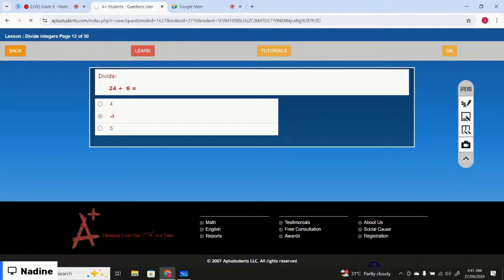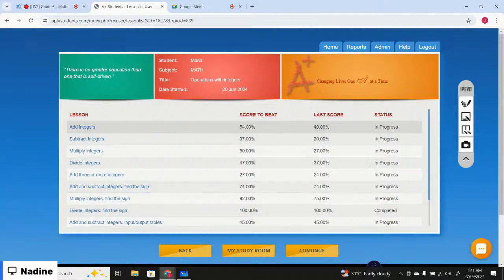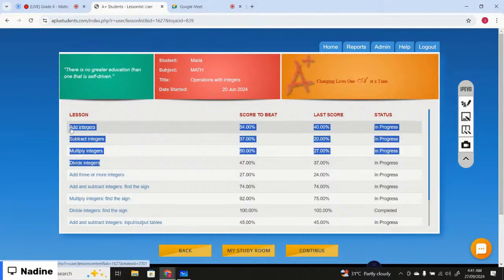So we were working on Grade 6 math. The chapter we were working on is operations with integers, and the lessons we have covered today are add integers, subtract integers, multiply integers, and divide integers. So please make sure before the next session you complete all the practice questions for the lessons we just did. That is your homework until the next session, right?